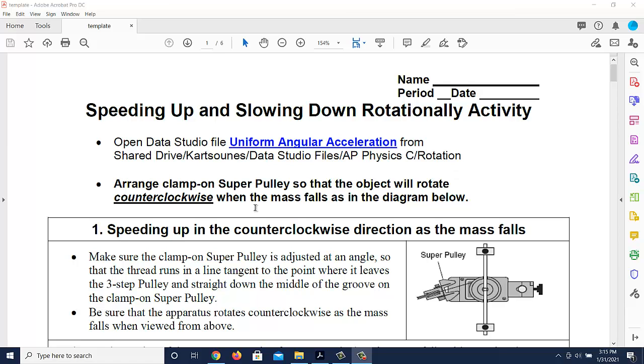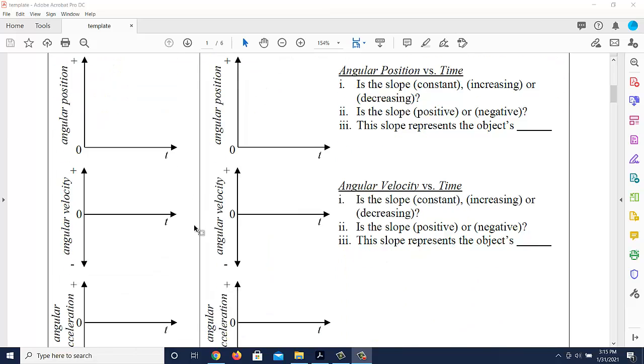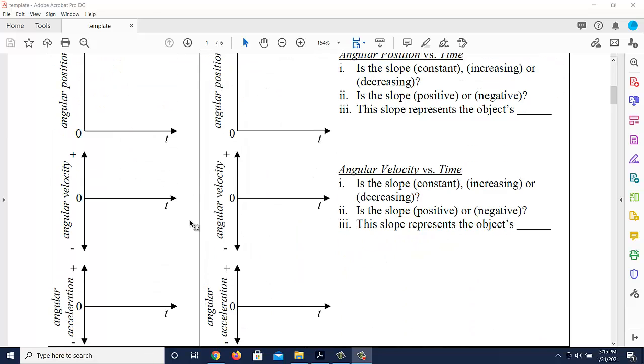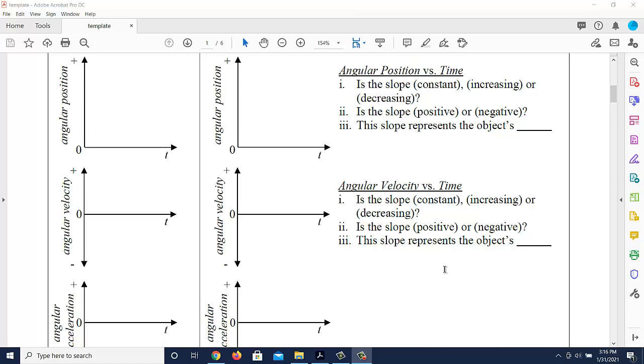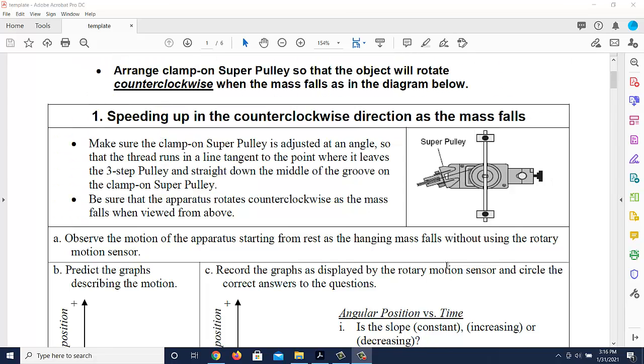When you open that up, it is essentially going to be a stack of rotational kinematic graphs. You're going to have an angular position versus time graph, then an angular velocity versus time graph, and then an angular acceleration versus time graph. As long as everything is set up and turned on, you should be able to hit the button and see all three graphs being made in virtually real time.